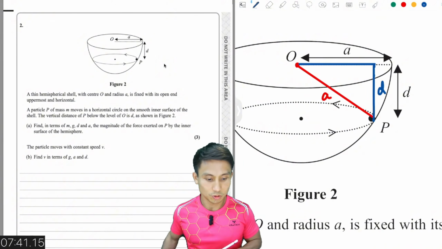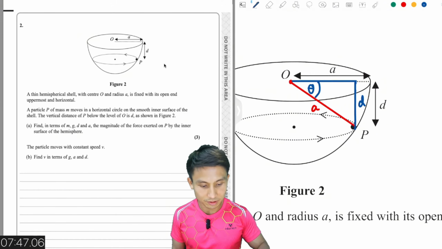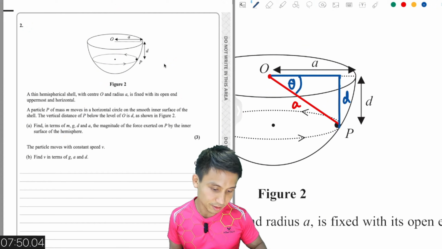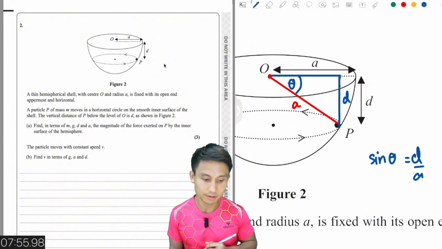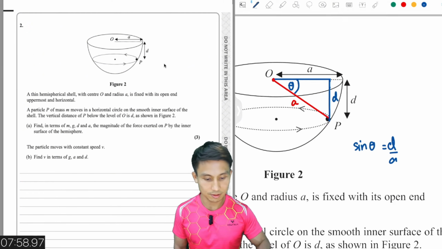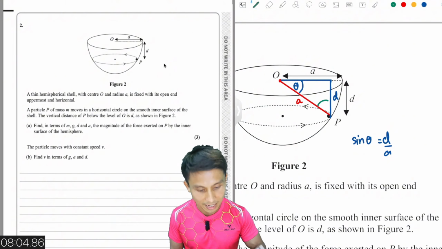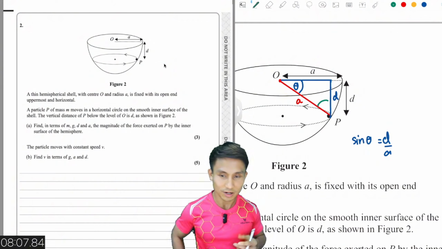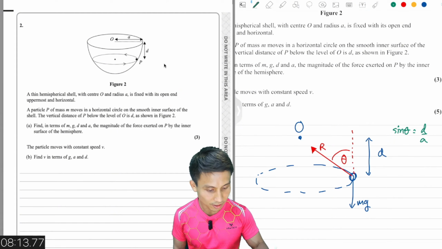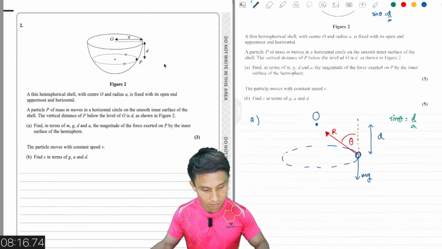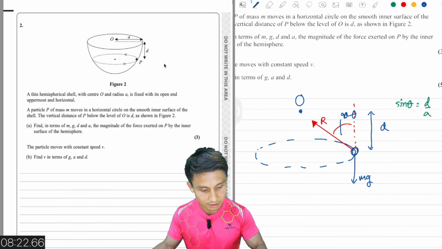Okay. So to find this angle here, we know that sine theta equals D over A. That means if we want anything to do with the other angle, we can just do 90 minus that angle, just in case. So we keep that. Sine theta equals D over A. And this is not theta anymore. This is the opposite to theta. So this is 90 minus theta.